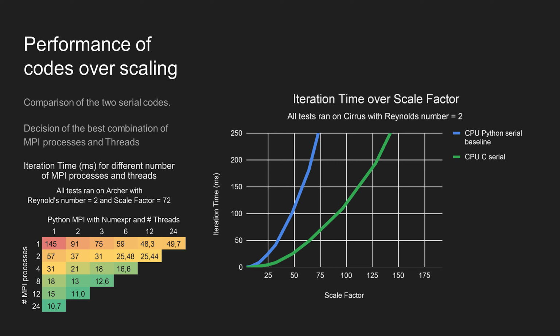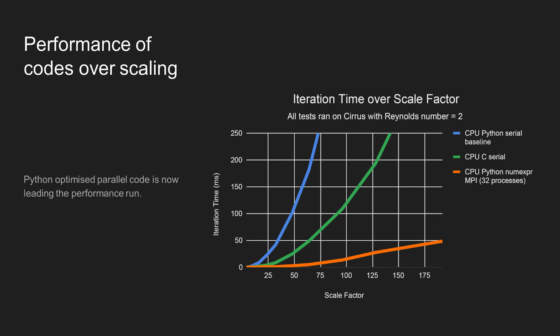After running tests on both x86 and ARM-based supercomputers, it seems that the best option is to use as many single-threaded MPI processes as possible within a compute node. With that conclusion in mind, the optimized parallel Python code now takes the least time to complete, and it is even leaving the C parallel code behind.